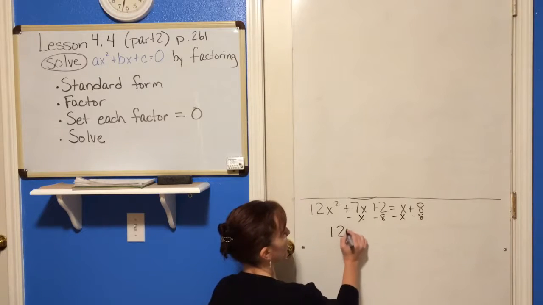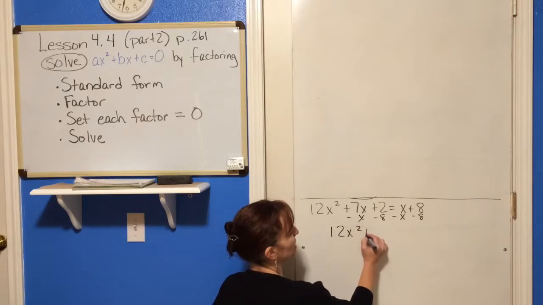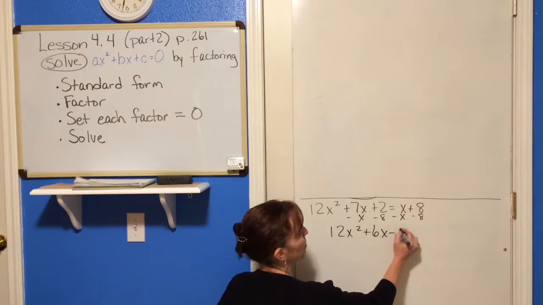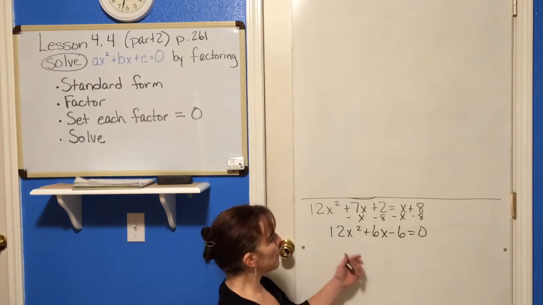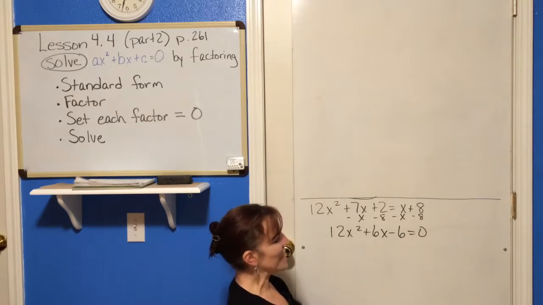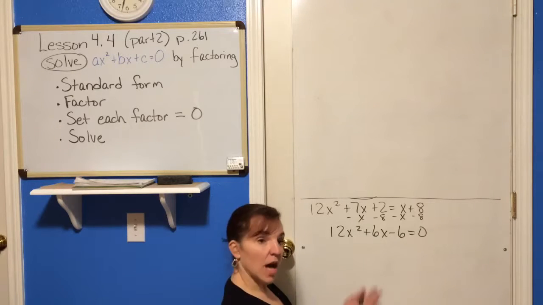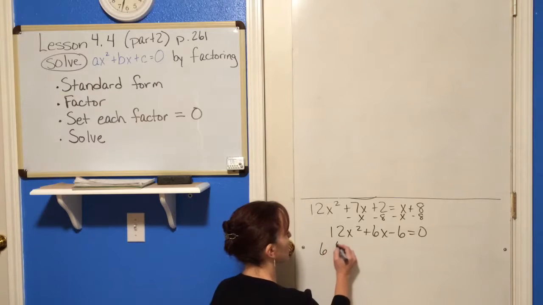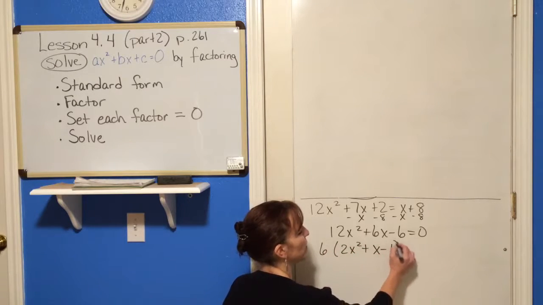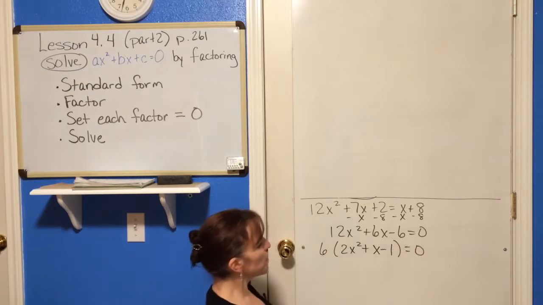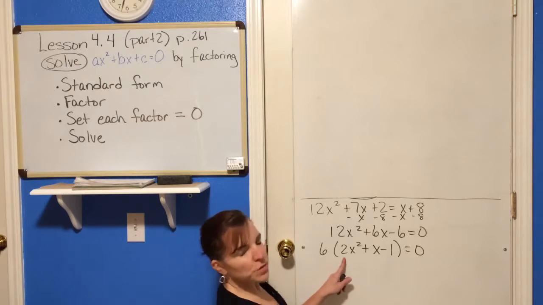So now we have 12x squared plus 6x minus 6 equals 0. Hopefully you got that. And then you look to see 12, 6, and 6. Those all have a 6 in common, so pull a 6 out of there. 2x squared plus x minus 1 equals 0. And your 1 is squared, but your 2 is not.